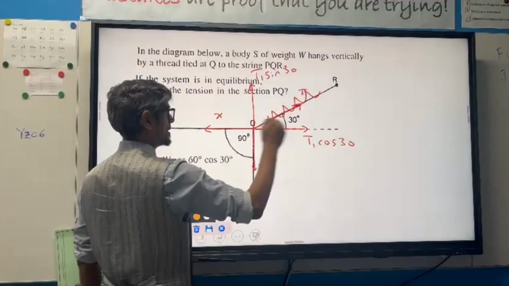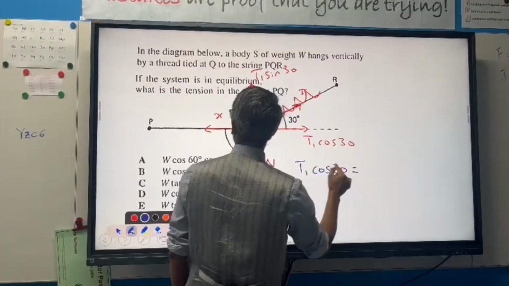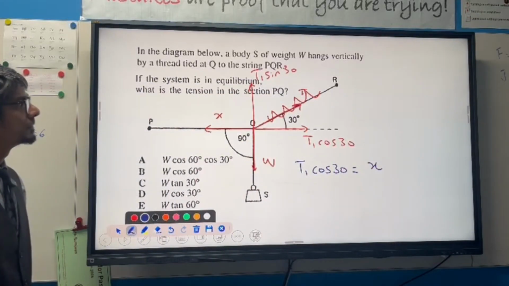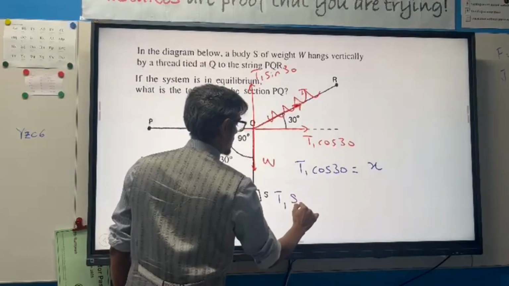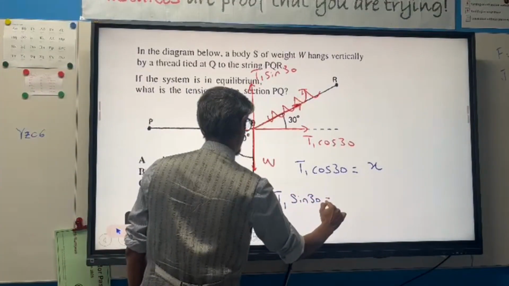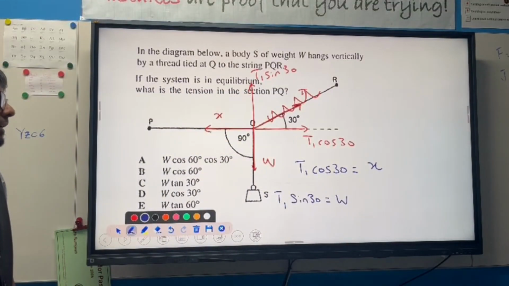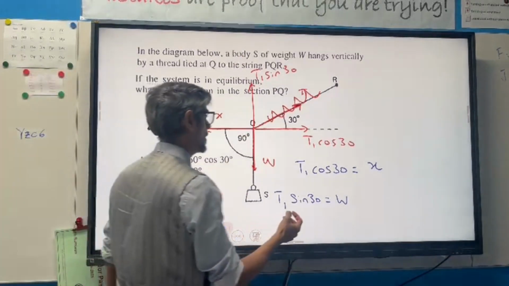So what do I do? Right is equal to left. So T1 cos 30 is equal to X. And also up is equal to down. So T1 sine 30 is equal to W. If I just divide these two, I'll get the answer. But that's not how they want it to be. They want it to be in terms of tan.